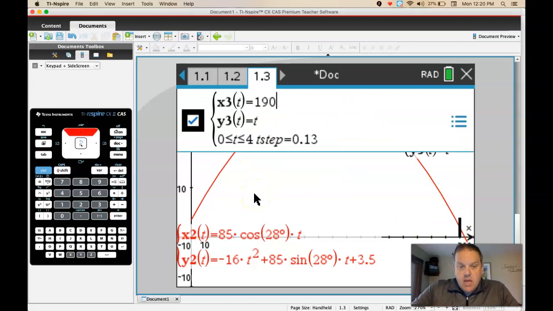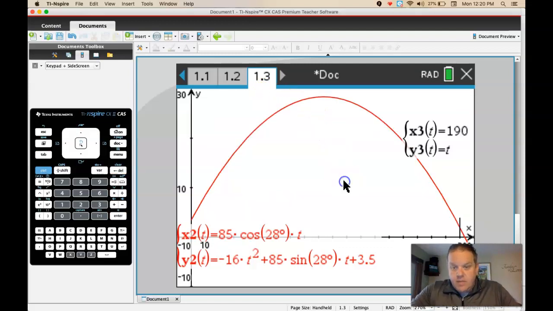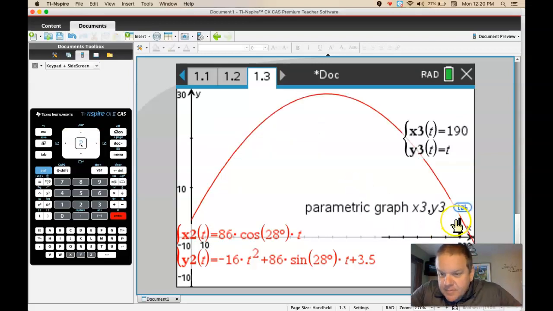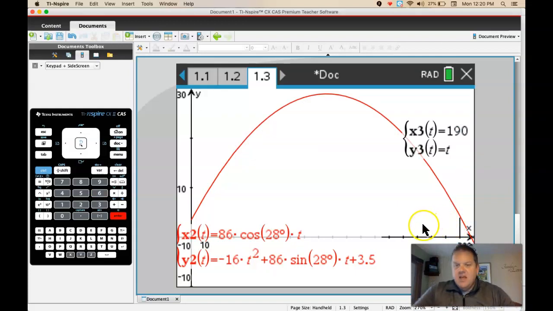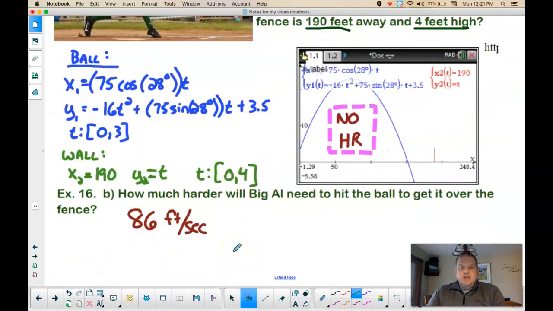Okay, so then let's go 86. We're getting closer, so we can go by ones here now. And that one, if I were to zoom in right on there, clears the fence, just barely. So that's why we chose 86 as the initial velocity that Big Al, who likes to hit dingers, would have to hit that ball at that launch angle. Now, if we change the launch angle, then we would change the initial velocity.